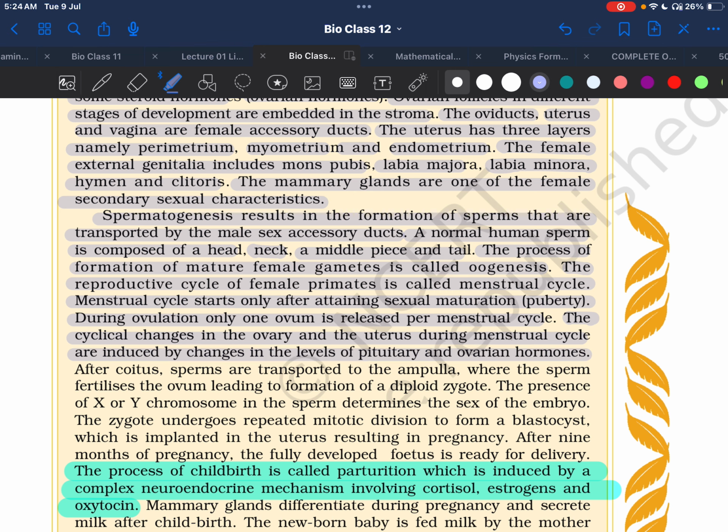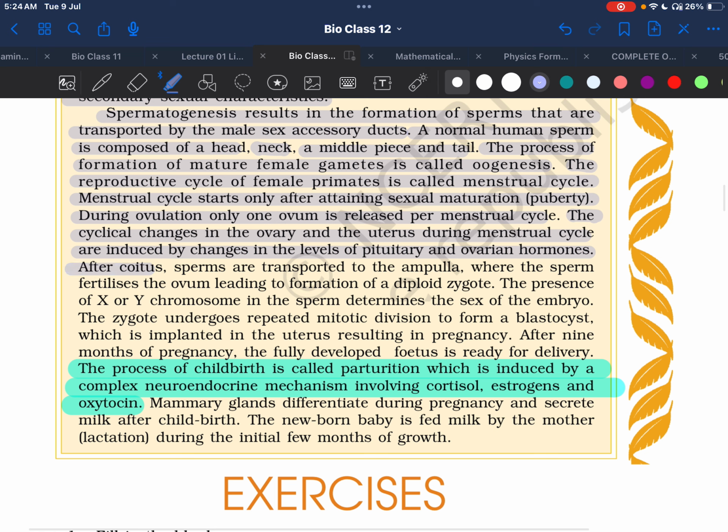After coitus, sperms are transported to the ampulla, where the sperm fertilizes the ovum, leading to the formation of a diploid zygote. The presence of X or Y chromosome in the sperm determines the sex of the embryo. The zygote undergoes repeated mitotic division to form a blastocyst, which is implanted in the uterus, resulting in pregnancy.